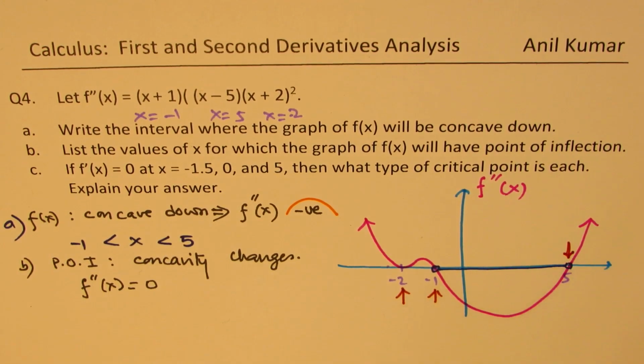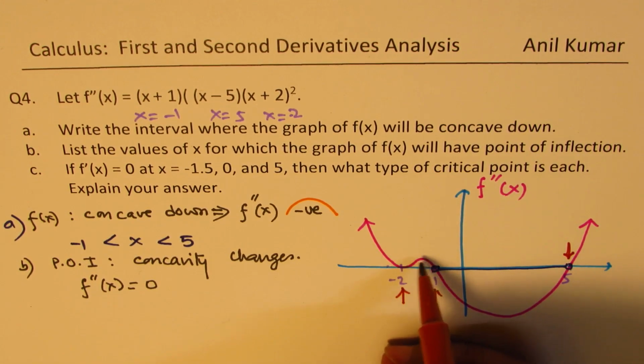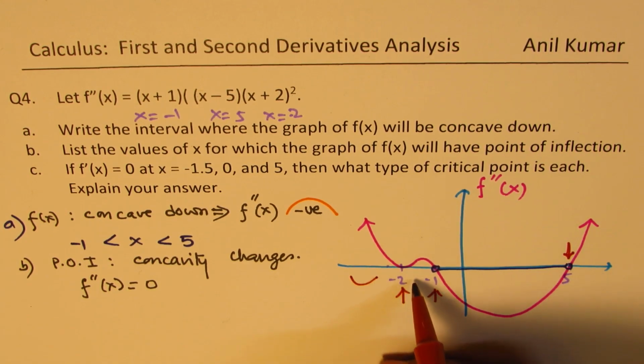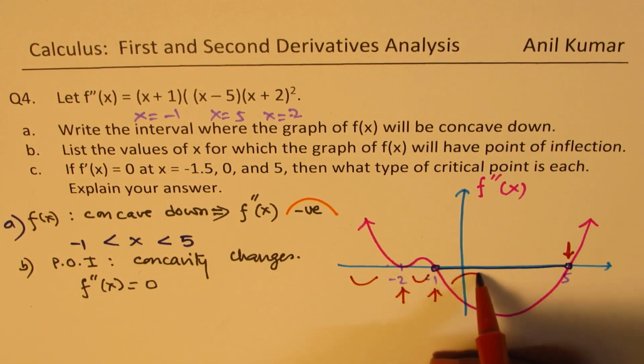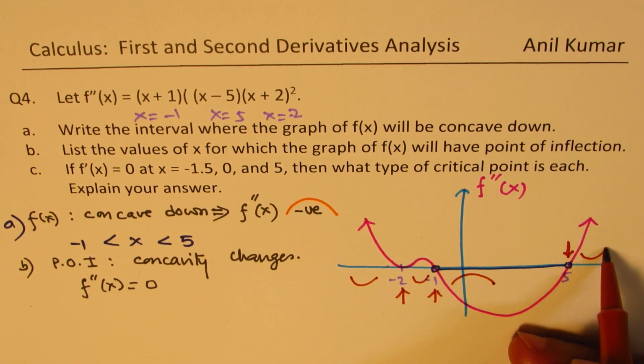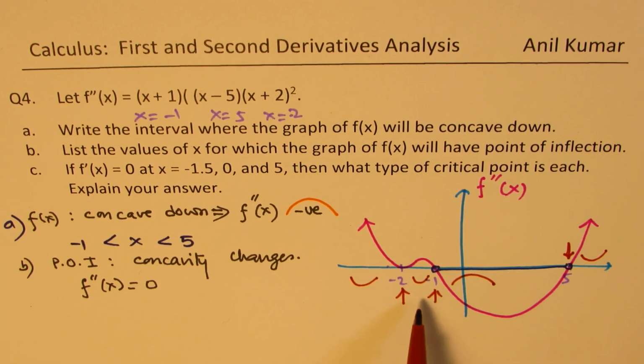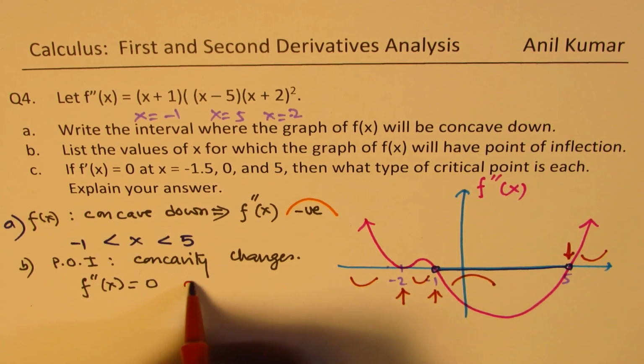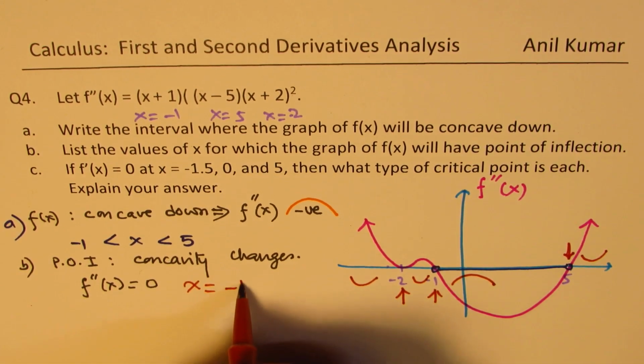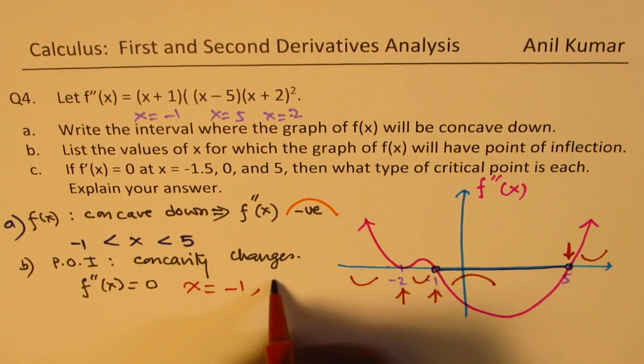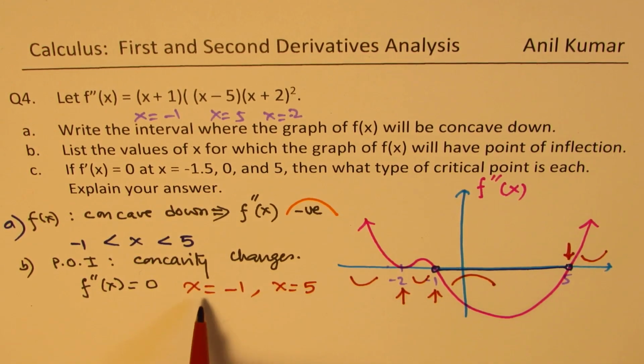and at 5. Now at minus 2 the concavity is not changing because it is positive, right? So it's concave up on both sides. So it's concave up, this is concave up, that is concave down, and this is concave up. So we see that the concavity changes at 2 points. One is at x equals minus 1, the other one is at x equals 5. So these are the 2 points of inflection.